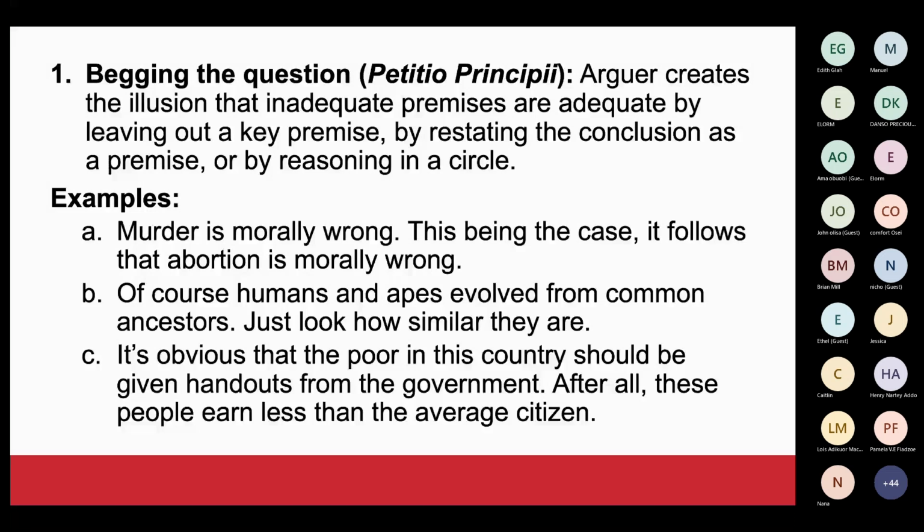That is a fallacy. So that is an argument in a circle. It is obvious that the poor in this country should be given handouts from the government. After all, these people are no less than the average citizen. So here, a conclusion has been restated as part of the premise. The key thing that is missing is that it begs the question. So here you are begging the question.